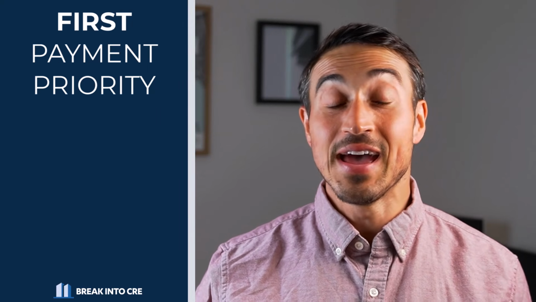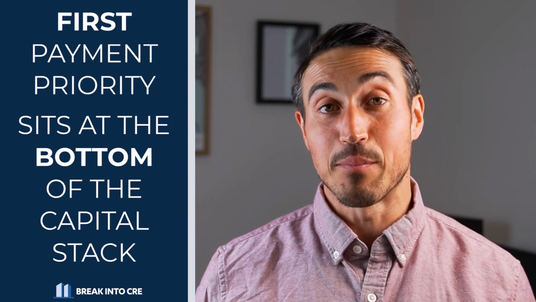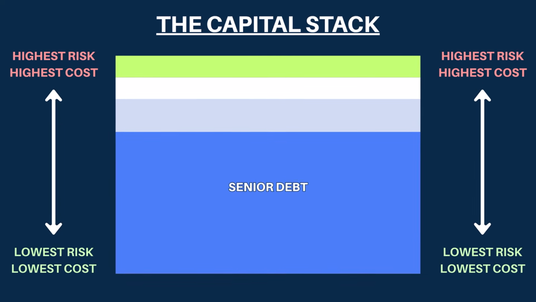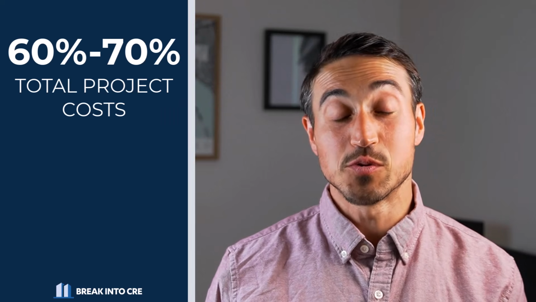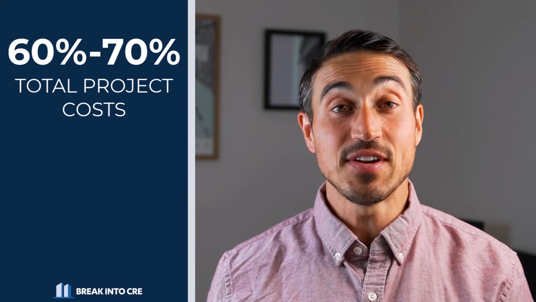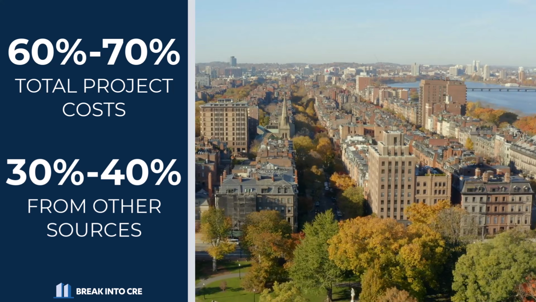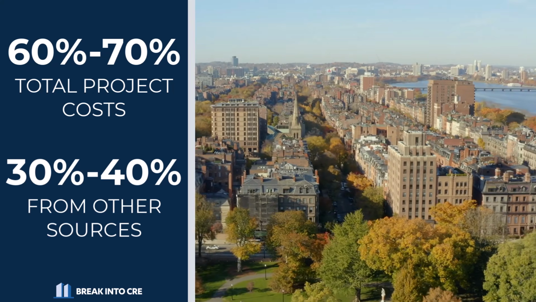And the reason why this capital tends to be so cheap is because a lender in this position has first payment priority and sits at the very bottom of the capital stack, meaning they get their money back first before any other investors. Now, in most cases, senior lenders will be willing to fund between about 60% and 70% of the total cost of a project, which leaves about 30% to 40% that needs to come from other sources.